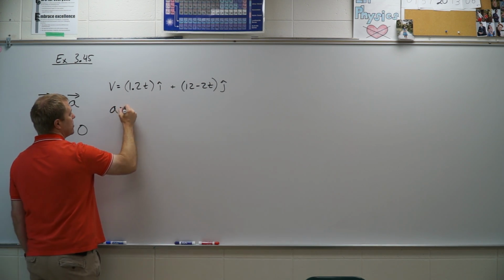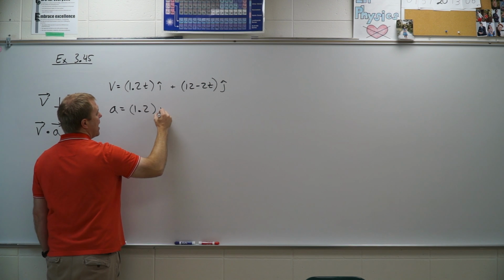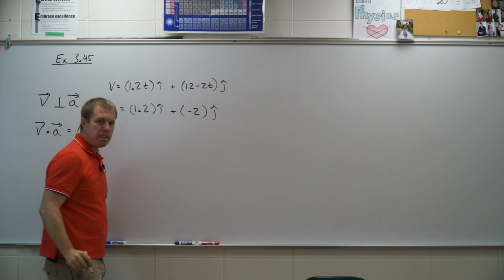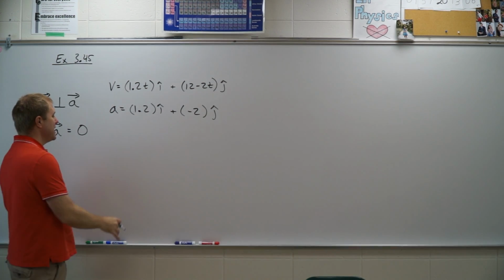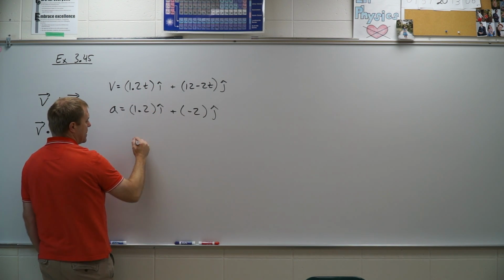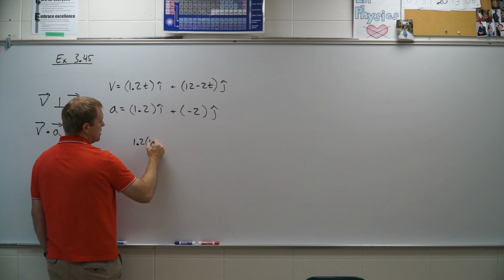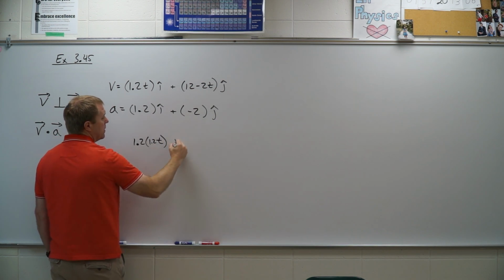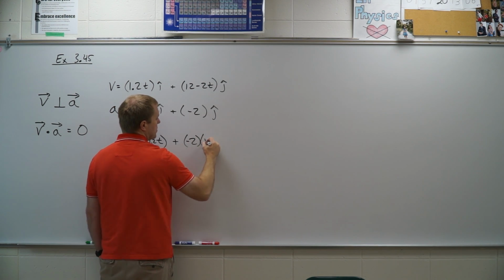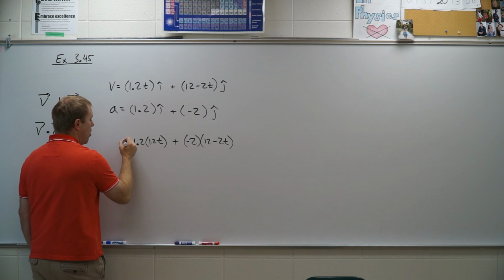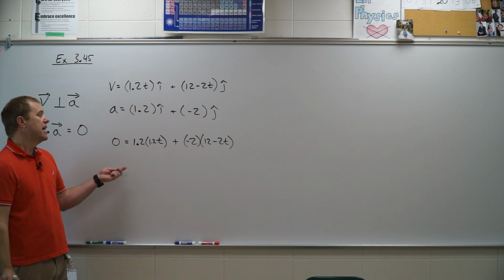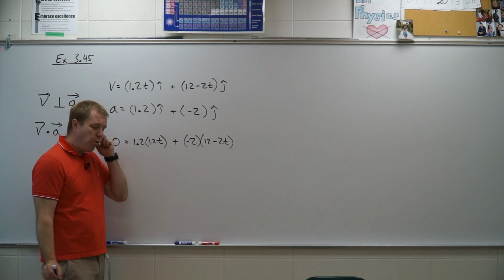So I'm going to need an acceleration function. So I have 1.2 i hat plus negative 2 j hat. Now I just need to take my dot product, and since it's in component form, I'm going to use the component method. So I'm going to multiply the x's together: 1.2 times 1.2t, plus, multiply the y's together, negative 2 times 12 minus 2t. All of this has to equal 0 because I want them to be perpendicular. And now I can set this up and solve for t.